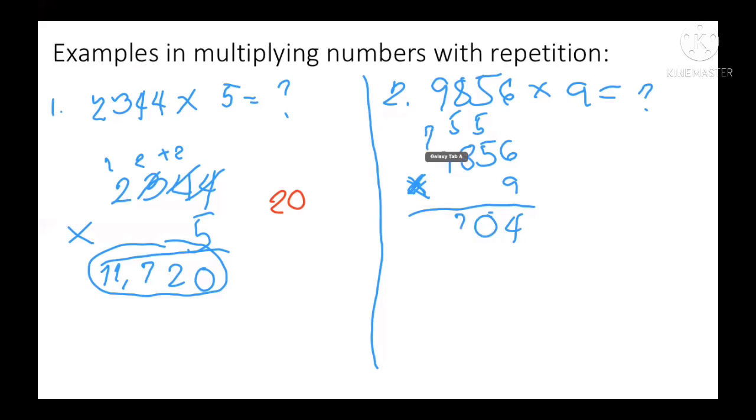Then the last digit, 9 times 9. 9 times 9 is 81. Correct? Yes, 81. 81 plus 7. It's 88. Correct? So 88. So what will be our product? 88,704. Very good, everyone. So that is our lesson for today.